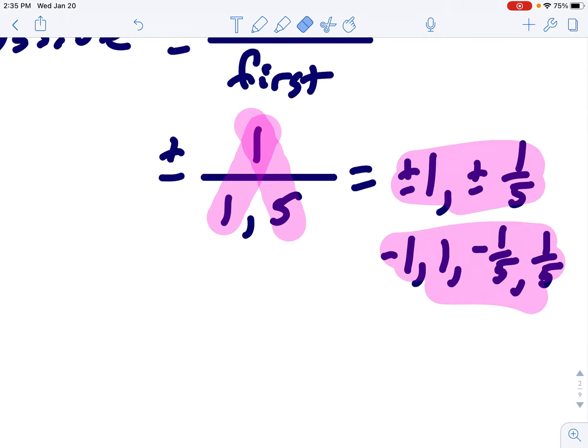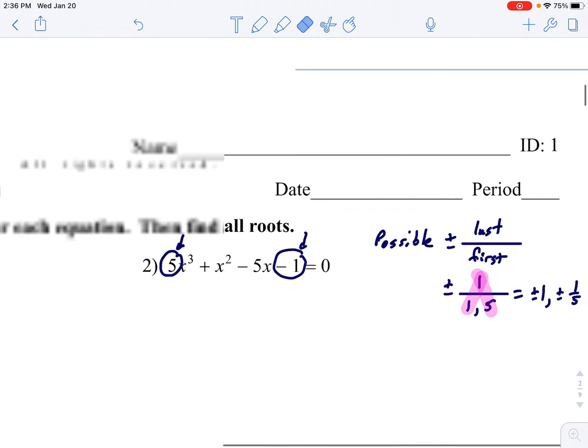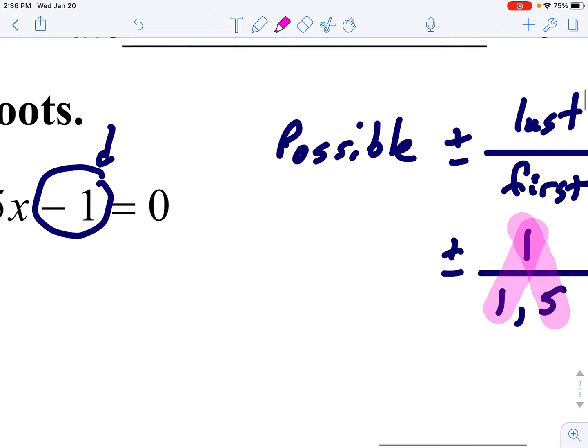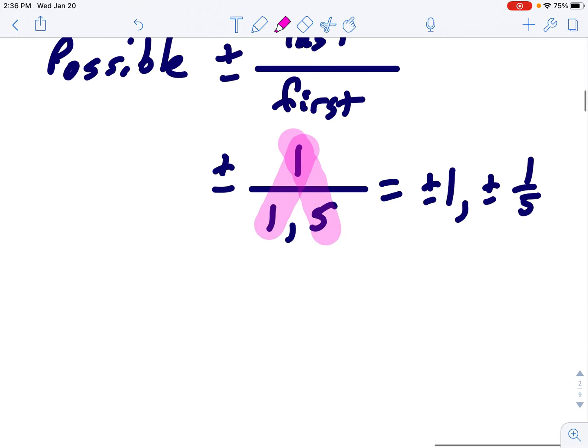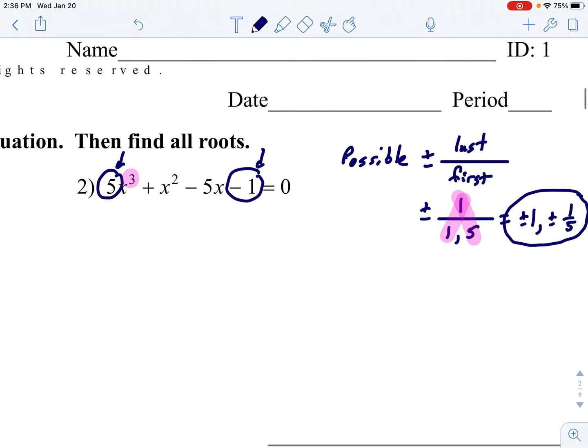But I want you to keep in mind, when you see 1 and 1/5, that's not 2 roots, that's 4 roots, because there's positive and negative each one. So there are a total of 3 roots, because it's a third degree polynomial, and we've got a list of 4 roots to choose from. So finding this list is part of your answer. Circle it or something so that I know you did it. Now we need to test which of those roots actually work.